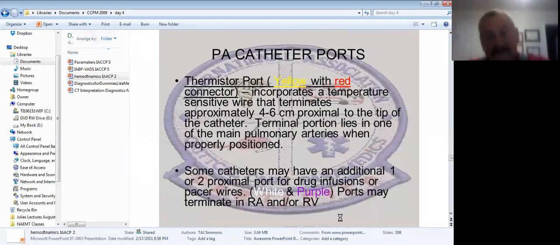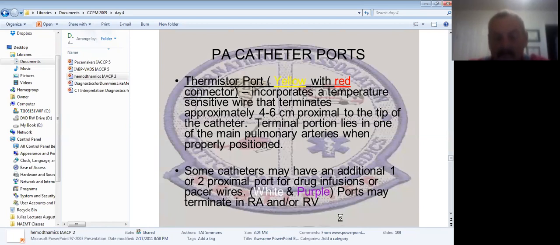I bring that up because that's actually been done before by transport crews, which is kind of unbelievable, because you actually have to break it to remove it. I just can't imagine why anyone would ever do that. But anyway, the thermistor port is yellow and red. Again, it's got a temperature sensitive wire there.